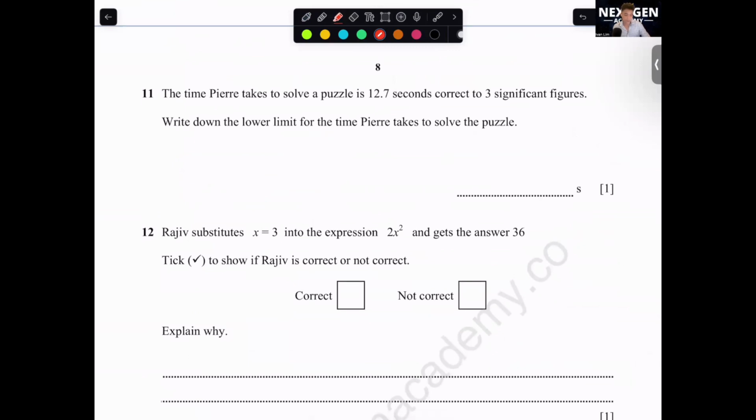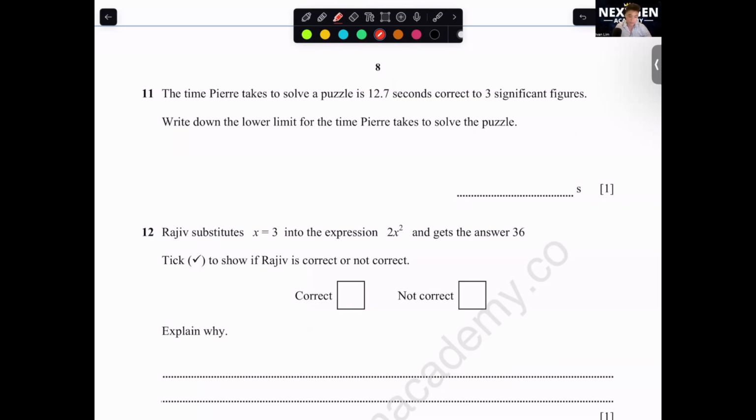The time period takes to solve a puzzle is 12.7 seconds, correct to 3 significant figures. Write down the lower limit for the time period takes to solve the puzzle. Okay, what is lower limit or upper limit? Or sometimes they may say lower bound, upper bound. You know what's that? Lower bound, upper bound, lower limit, upper limit.